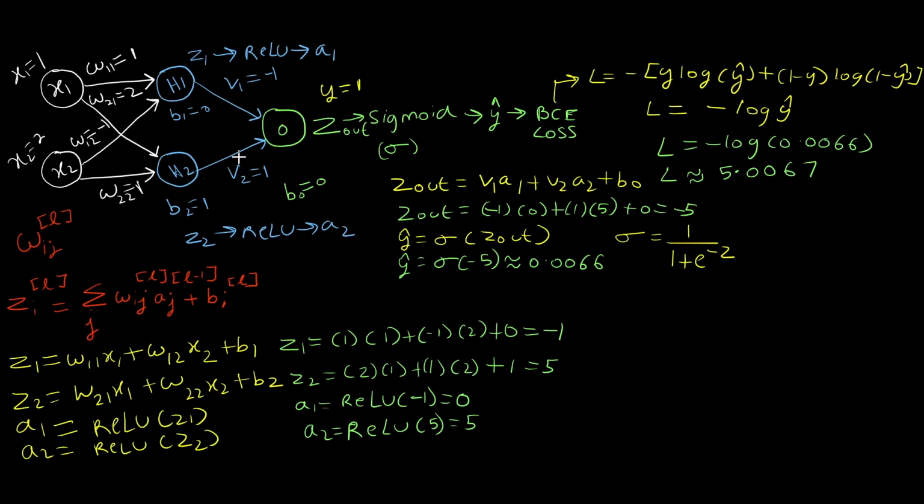Similarly, we have biases for the neurons. For the hidden layer, we have B1 and B2 for each neuron, and for the output neuron, we have B0. The activation function used in this hidden layer is ReLU, which we'll see in a moment. And for the output we use sigmoid.